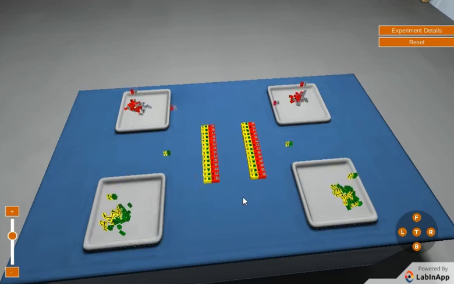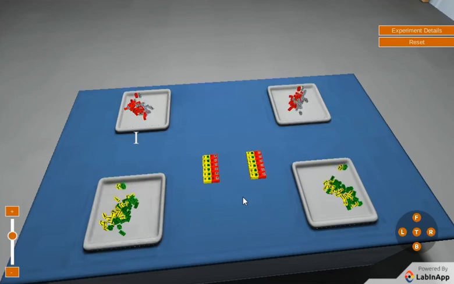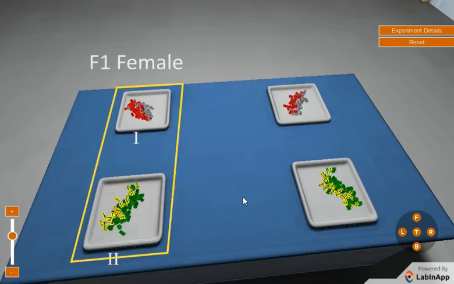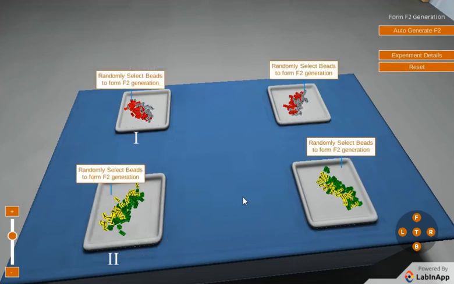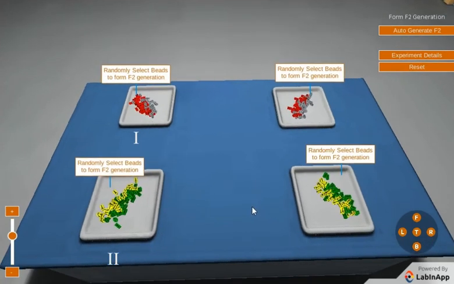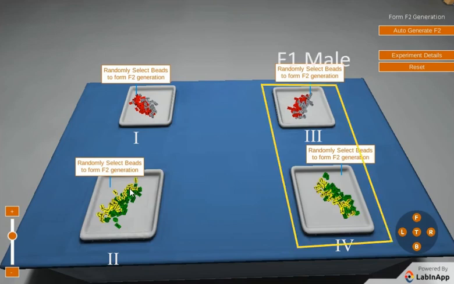Now put the 32 red and 32 white beads together in one beaker, numbered 1, and similarly put 32 yellow and 32 green beads together in another beaker, numbered 2. These 2 beakers represent the F1 female. Similarly, put the remaining 32 red plus 32 white beads in beaker numbered 3 and 32 yellow and 32 green ones in beaker numbered 4 to represent the F1 male.